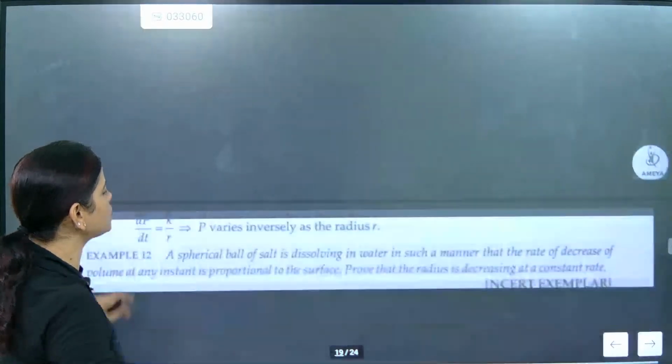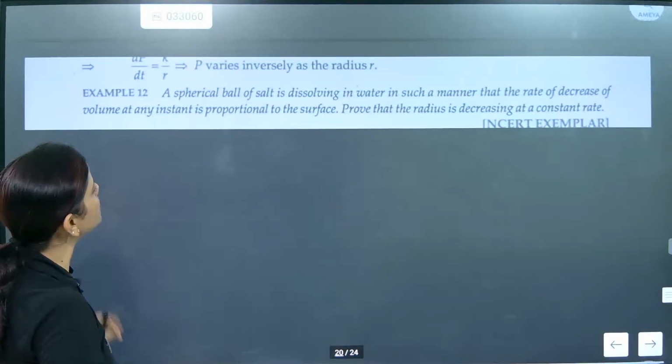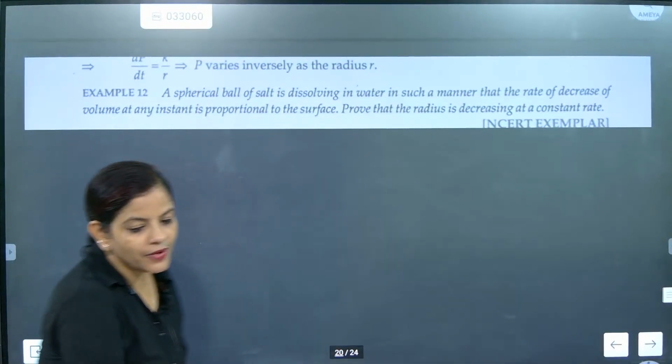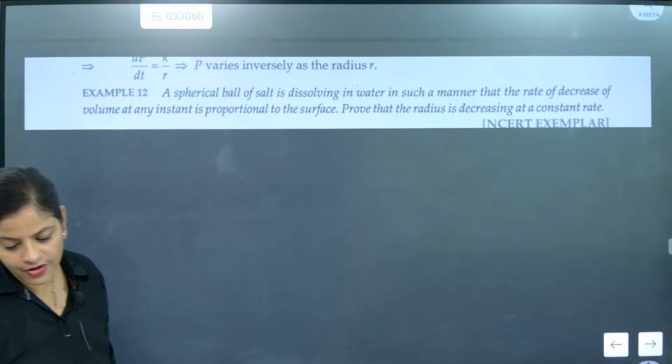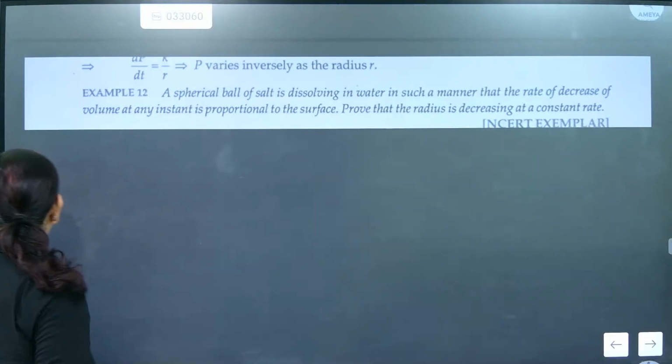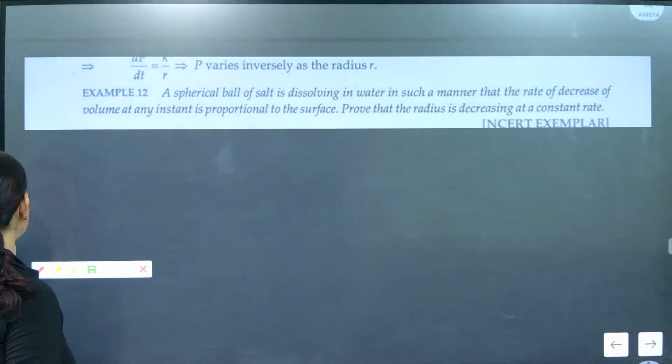Let's go for the next question, beta. Now look here. The question given to you is: a spherical ball of salt is dissolving. So what is dissolving, beta? A spherical ball of salt is dissolving. Now let's solve this question.